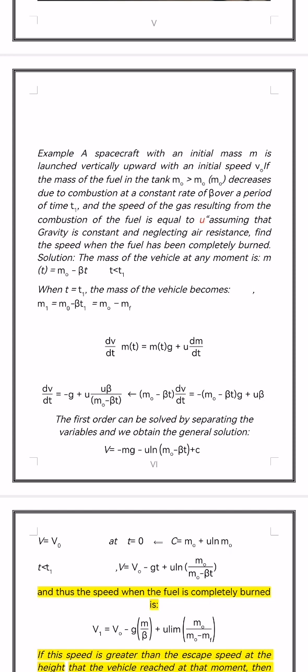The solution: the mass of the vehicle at any moment is m(t) equals m naught minus beta t, where t is smaller than t1. When t equals t1, the mass of the vehicle becomes m1 equals m naught minus beta t1, equals m naught minus the mass of the fuel. dv divided by dt multiplied by m(t) equals minus m(t) multiplied by g plus u multiplied by dm over dt.